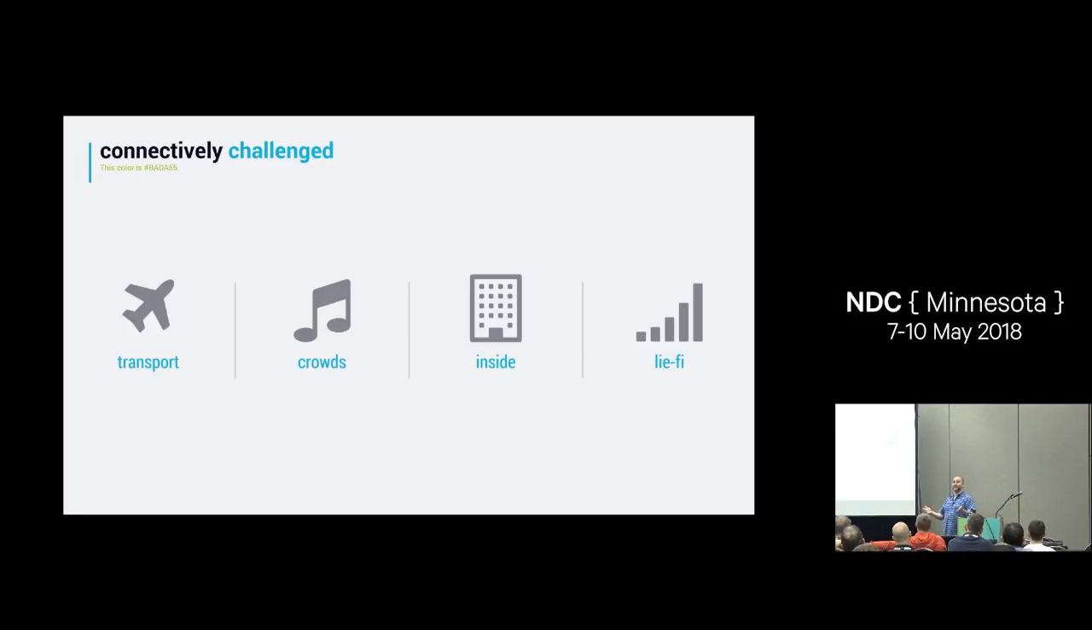Sometimes it took 10 minutes to take the elevator up to my apartment. No connection. And the worst is when you're staying at a hotel, like the Intercontinental where I'm at right now. They have this thing that I call Li-Fi. It's like you have Wi-Fi, but you don't. And so these are all the places and times we're connectively challenged.